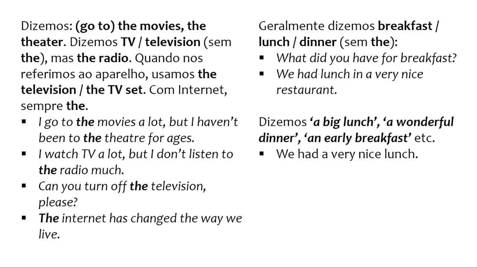Dizemos the movies, e aí go to the movies, the theater, go to the theater. Nós dizemos television ou TV, sem o the, mas dizemos the radio. Quando nos referimos ao aparelho, usamos the television ou the TV set. Com internet, a gente vai usar sempre the. I go to the movies a lot. Eu vou muito ao cinema. But I haven't been to the theater for ages. Mas eu não vou ao teatro há décadas. Então eu uso the movies, the theater.